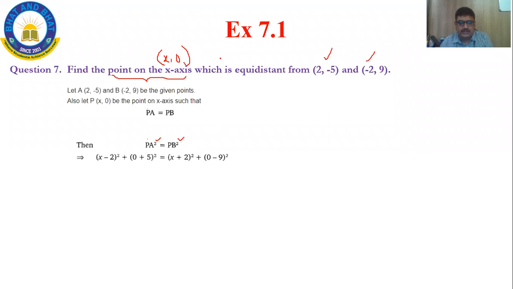So what will be PA? That means what will be the distance between these 2 points, 2 comma minus 5 and x comma 0? So what have they taken? X minus 2 the whole square plus 0 minus of minus 5 becomes plus, so 0 plus 5 the whole square is equal to the distance between this point and this point. So x minus of minus 2 becomes plus, therefore x plus 2 the whole square plus 0 minus 9 the whole square.